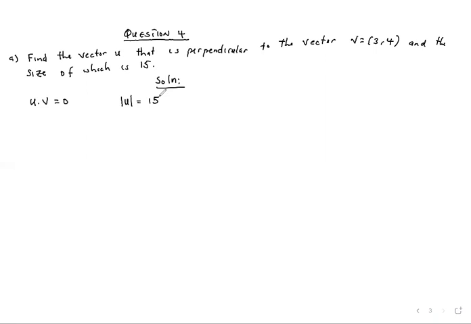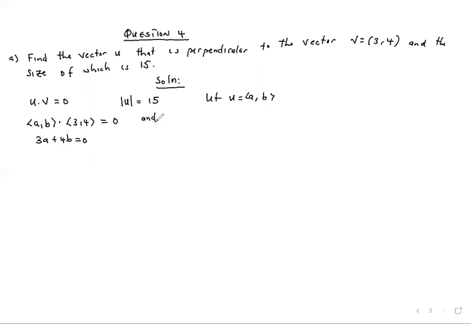So since the v is of 2 coordinates, suppose that u be equal to (a, b). Then we'll have (a, b) dot (3, 4) equal to 0. So when you multiply here, you get 3a plus 4b is equal to 0.